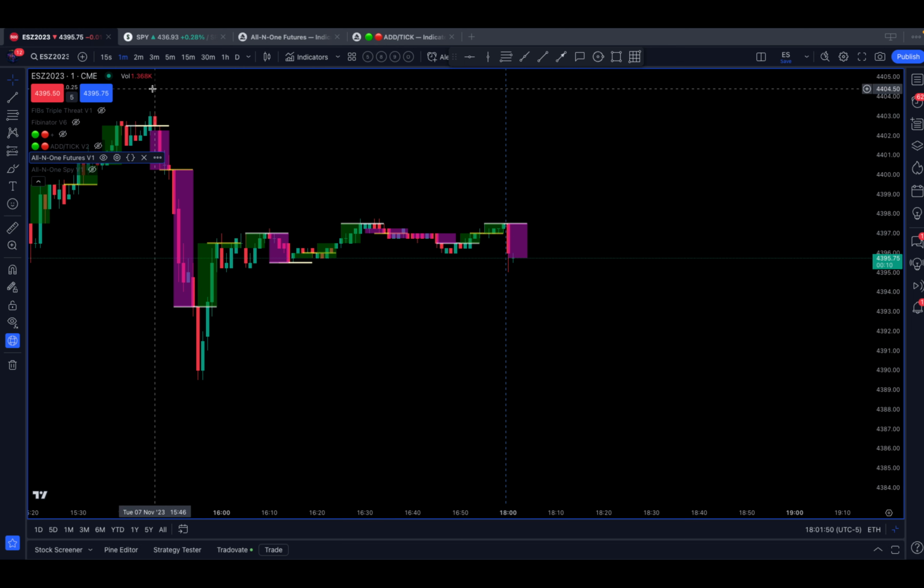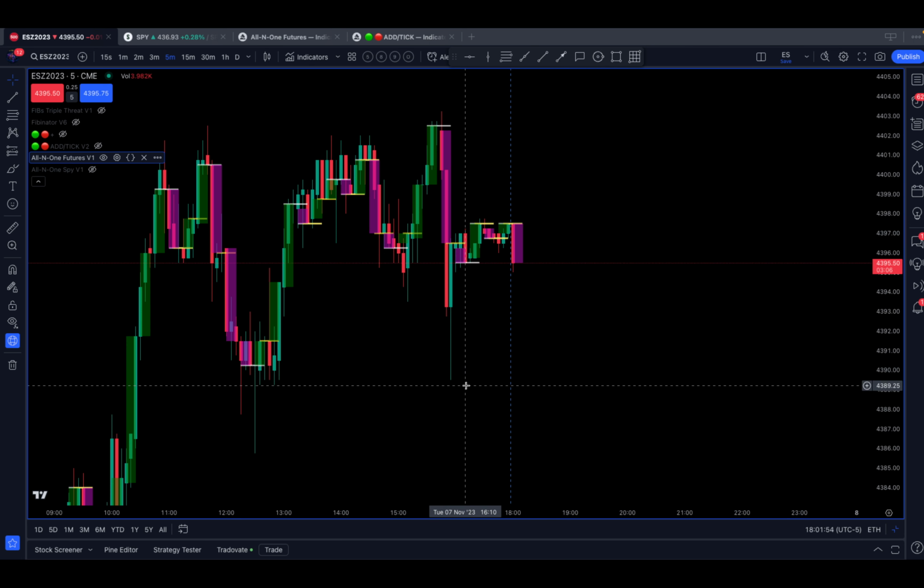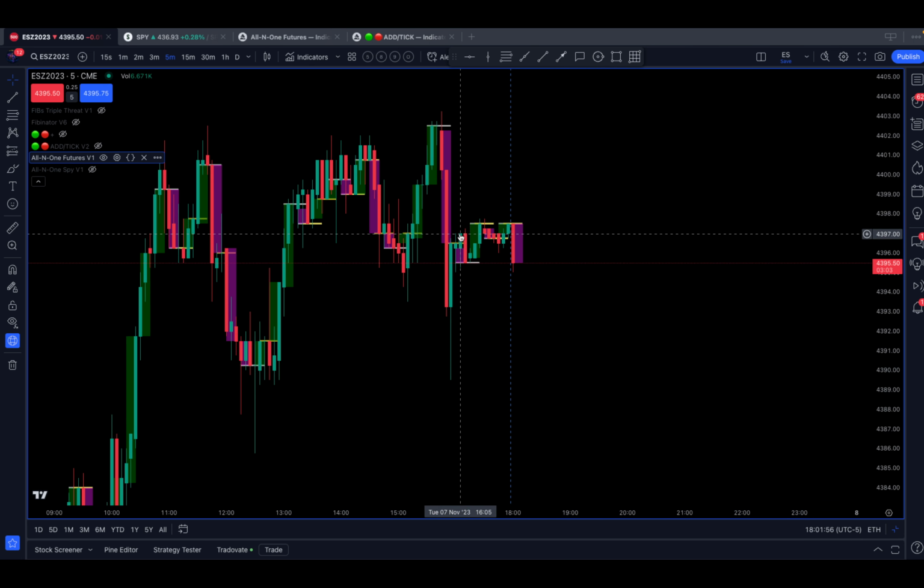407. So let's go to the 5 minute at 407. So 405, 402 right here. These two candles here, as you can see, it's a double top. So it's pretty accurate.